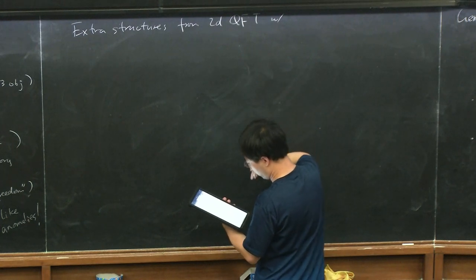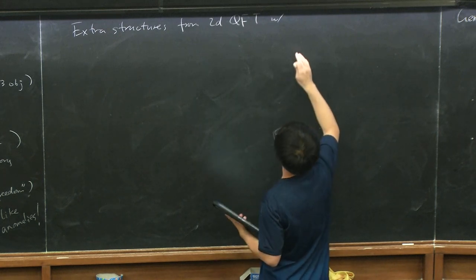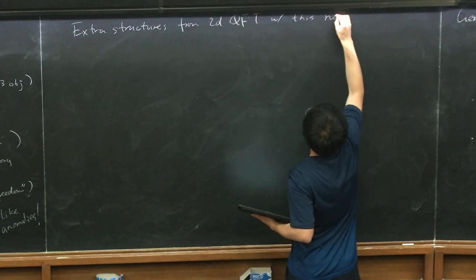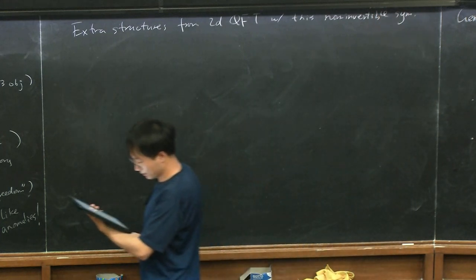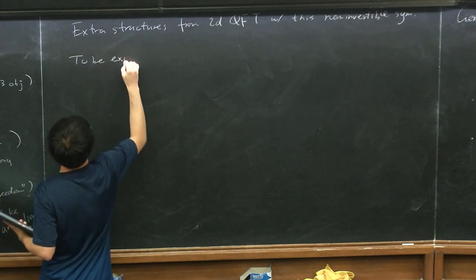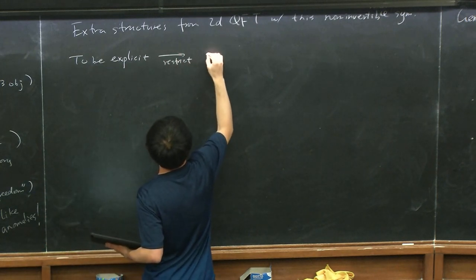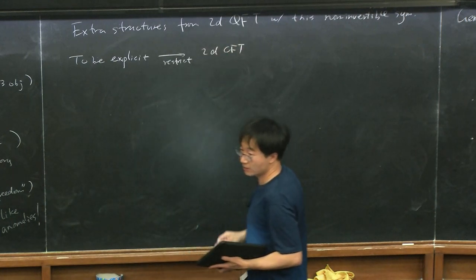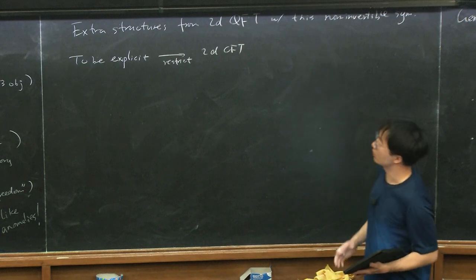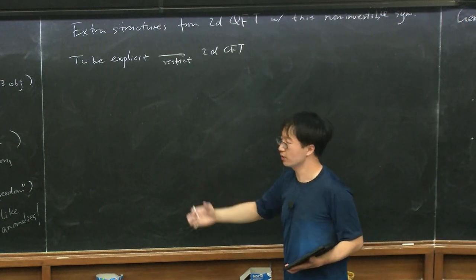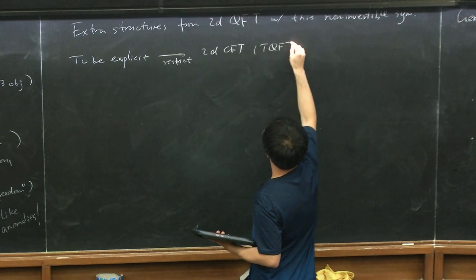All right. So there are some extra structures coming from studying the symmetry in two-dimensional QFT with this non-invertible symmetry. To be explicit, we'll restrict to 2D CFTs. We'll discuss the symmetry in the context of 2D CFT. And this is not really a loss of generality because, as we alluded to over here, the structure of the fusion category is rigid. So the QFTs that are obtained from CFTs by RG flows are naturally captured by the statement we'll be making here. The CFT or TQFT, which is a special case of a CFT.